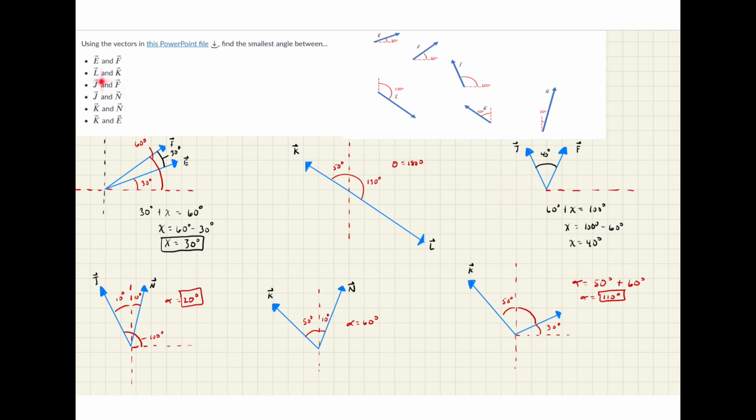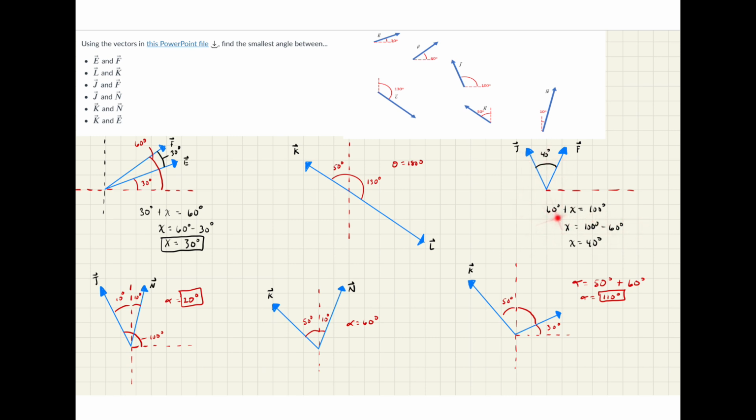Moving on to J and F. Well, J is at 100 degrees, and then F is, where is F? We have F is 60 degrees. So therefore, we have a larger angle here with J, which is 100 degrees. There's about a 40-degree difference between these two.